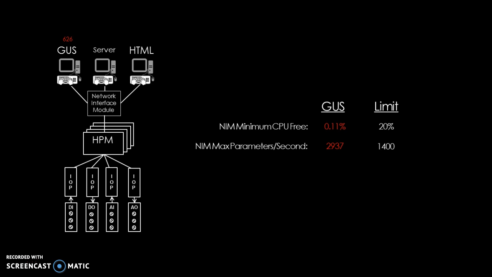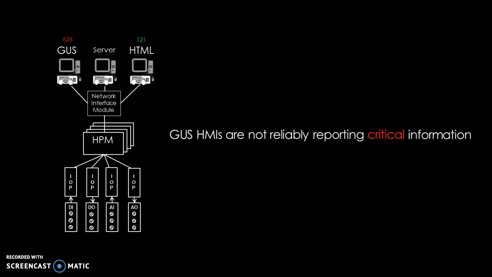1,400. When HTML HMIs were implemented, however, only 121 parameters were moved as needed. The information was transferred only upon receiving new data, instead of forcing the signal down the highway every 4 seconds, regardless of whether the data had changed or not. As a result, the HTML HMIs brought the system's NIM load back into recommended limits, leading us to the conclusion that GUS HMIs are not reliably reporting critical information.